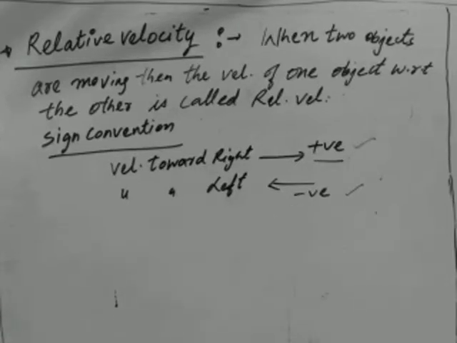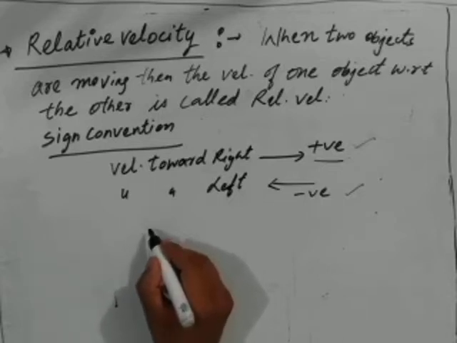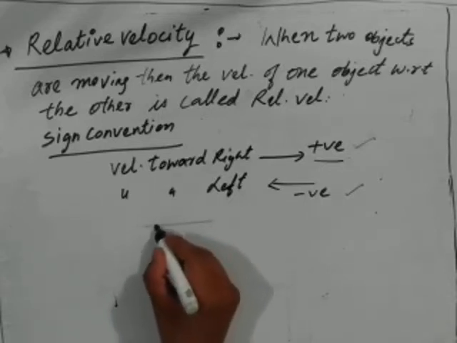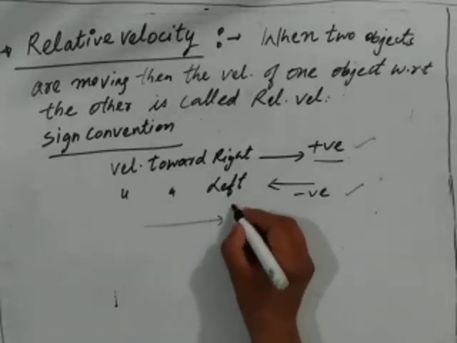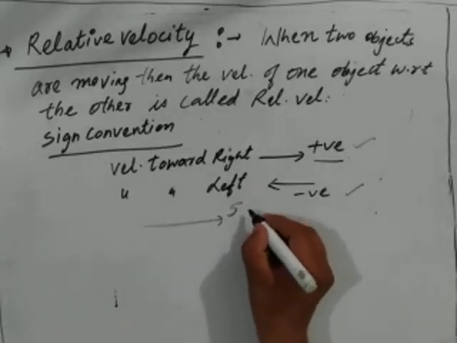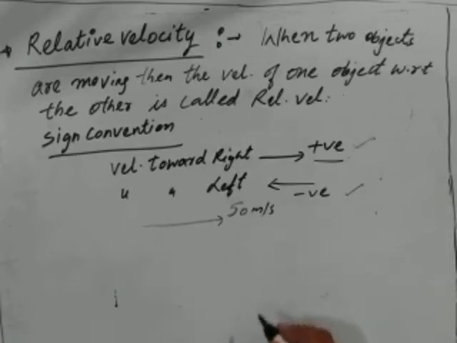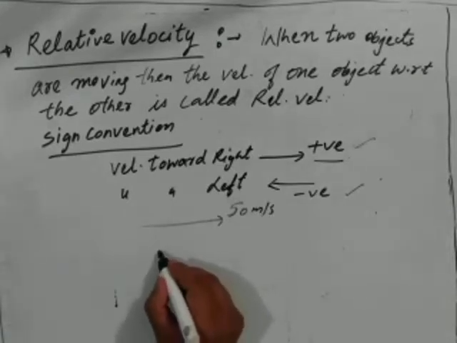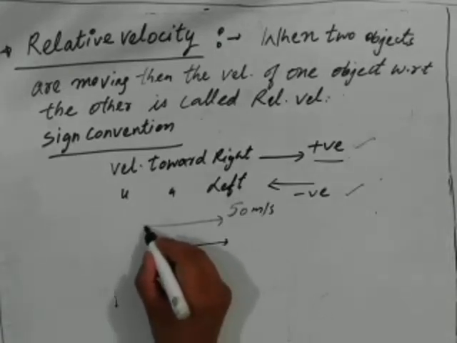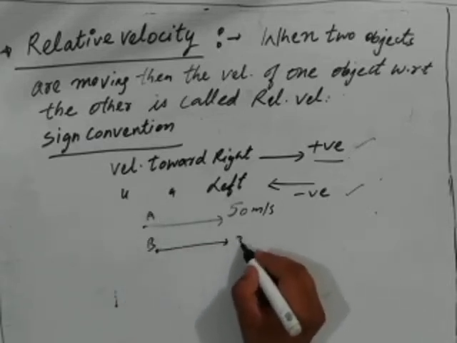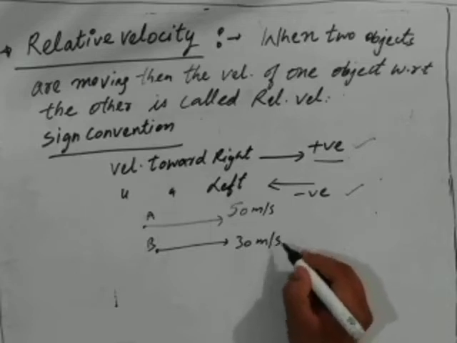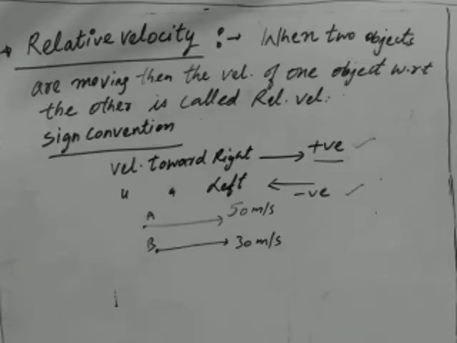Now take another example. Two objects, first moving with the velocity 50 meter per second towards right, another object moving with a velocity 30 meter per second towards right. Both are moving in the same direction.